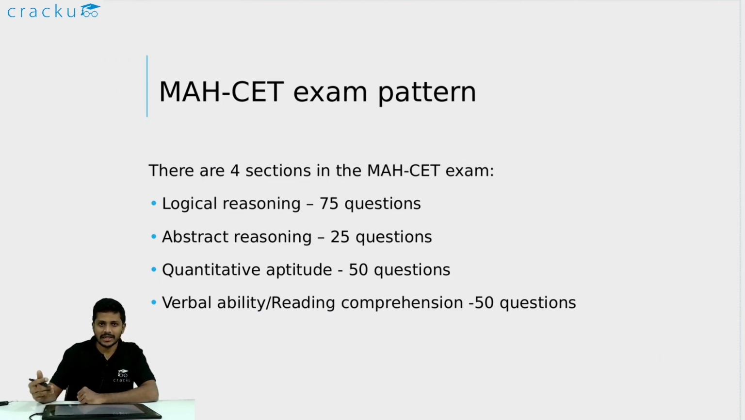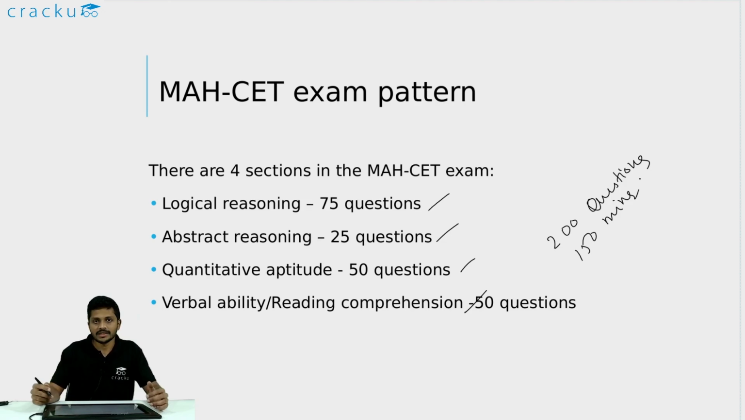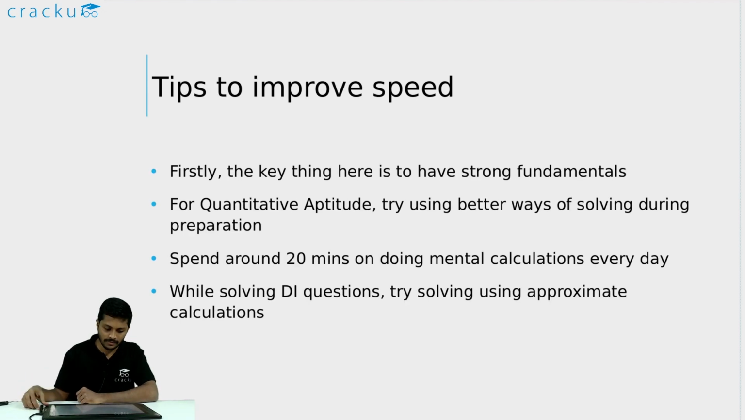So firstly, if you look at the exam pattern, as we know, there are 4 sections. We have logical reasoning with 75 questions, abstract reasoning with 25 questions, and the quant and verbal sections with 50 questions each. So there are totally 200 questions in the exam. And you have 150 minutes, which means you will have less than 1 minute per question, and this is what makes CET a speed based exam, and hence speed becomes extremely crucial in an exam like CET.